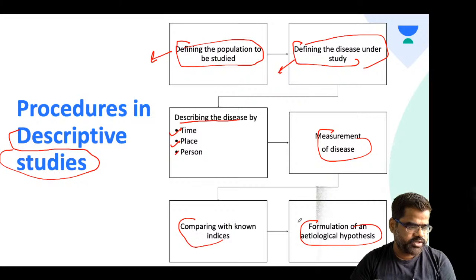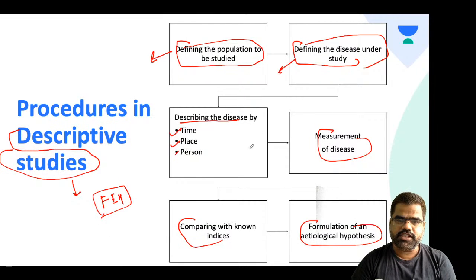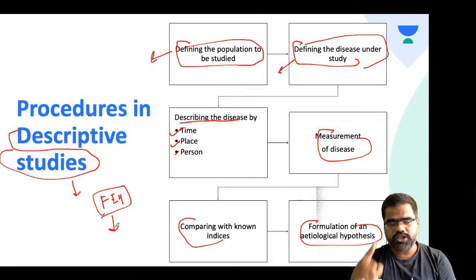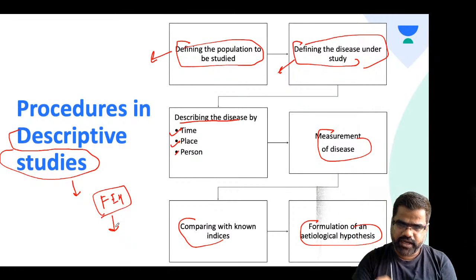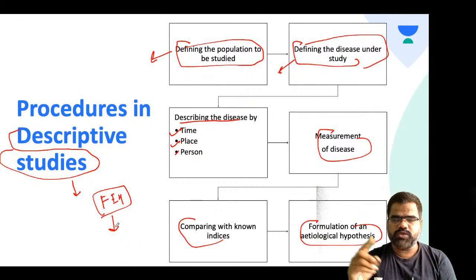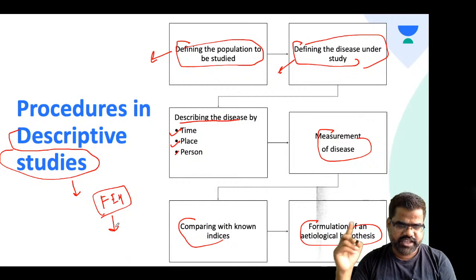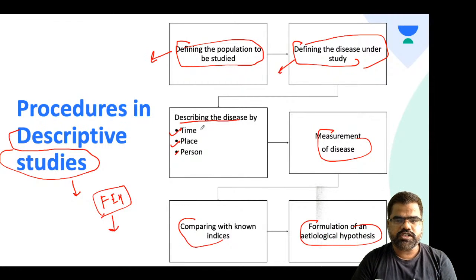As I said, students, descriptive studies are used to formulate an etiological hypothesis. This descriptive study helps us reach an etiological hypothesis, which may or may not be correct, and which will be further confirmed or tested by analytical studies or experimental studies. So this is the procedure.